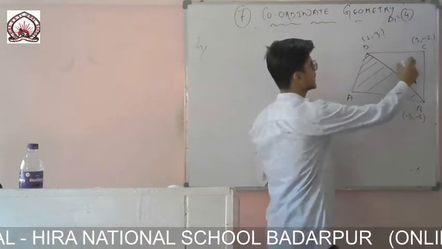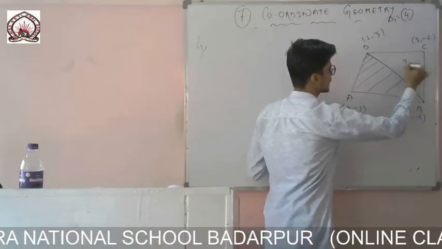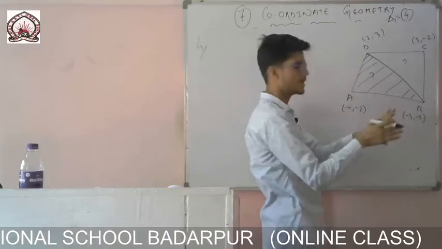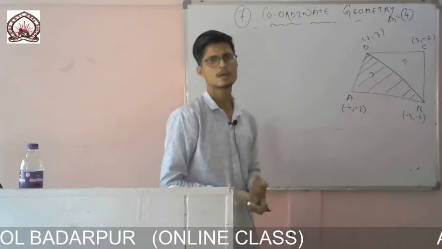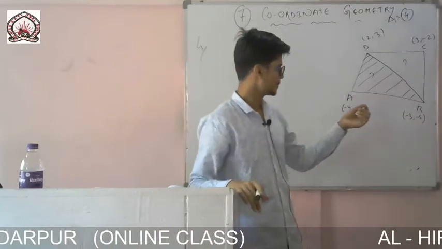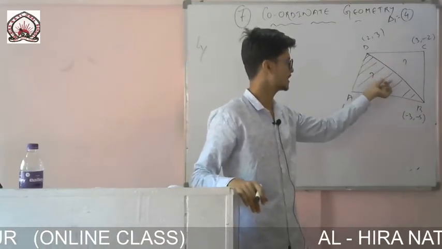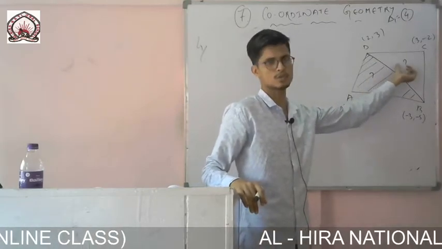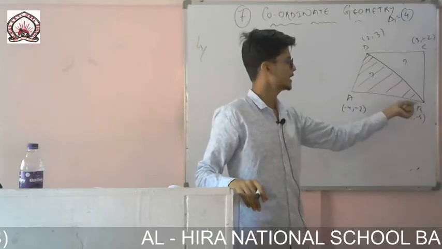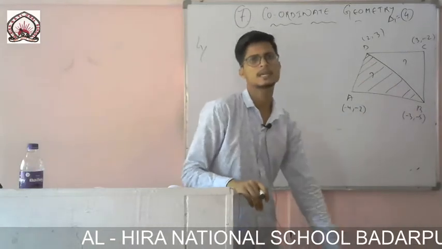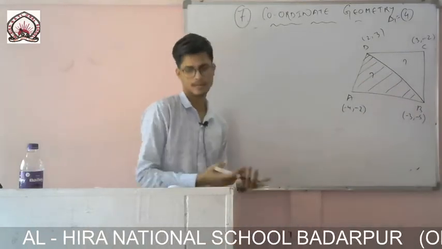So now I will find the area of this triangle, then I will find the area of this triangle, and then I will add them. It will be equal to the area of this whole quadrilateral, by using the formula for the area of a triangle. This is a triangle, this is also a triangle. So if I simply find the area of triangle ABD and triangle BDC, then I can easily add them and I will get the answer. Okay.